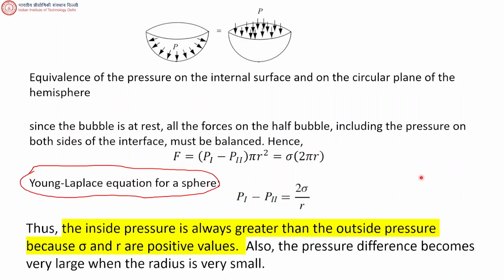So sigma and r, these are positive values. If the radius is small, if this is a tiny sphere, then the difference in pressure is actually higher. Correct? Smaller is r, larger is this difference in pressure, P1 minus P2. So this is some understanding that you have to carry with yourself. This you have seen, this sphere bubble. I'm going a little faster because I think you know most of these things.